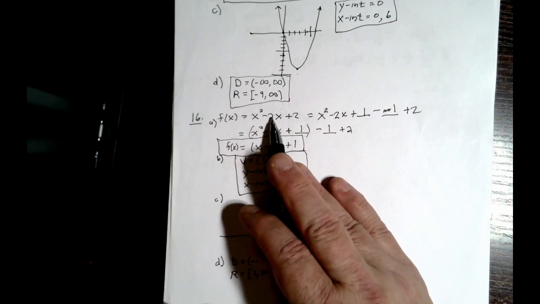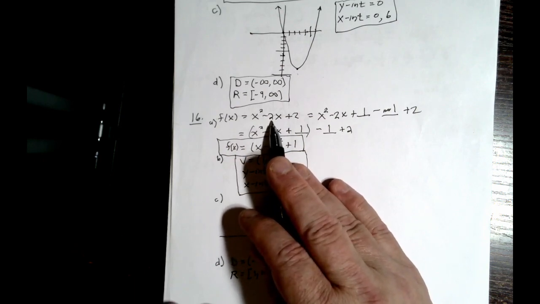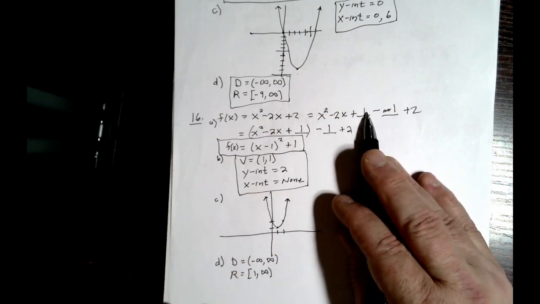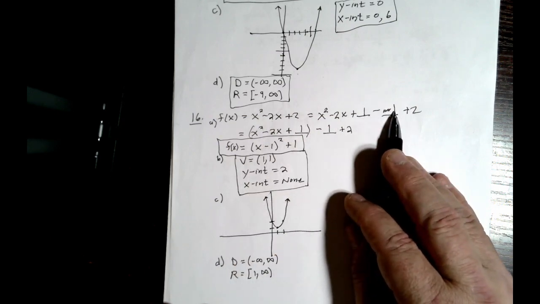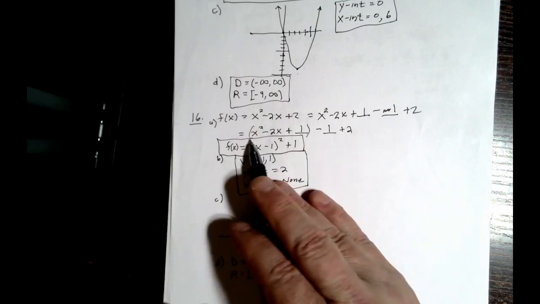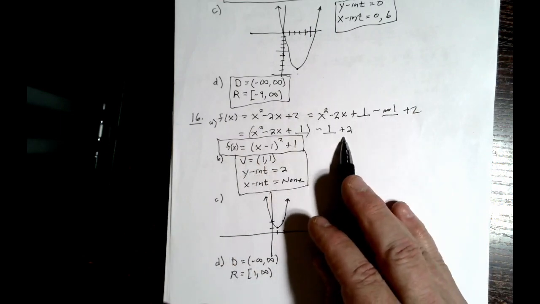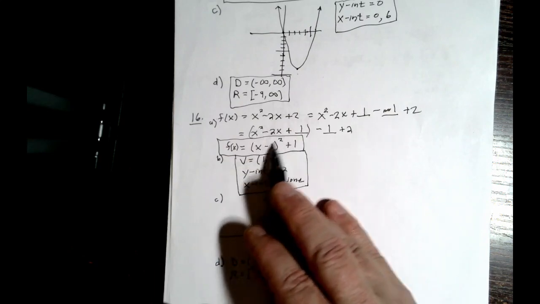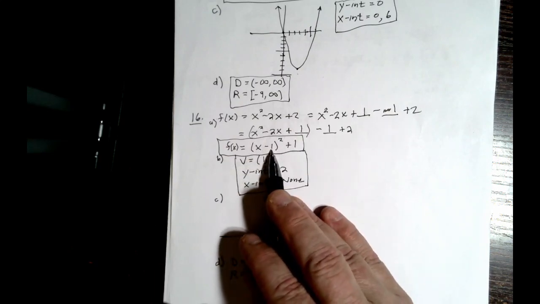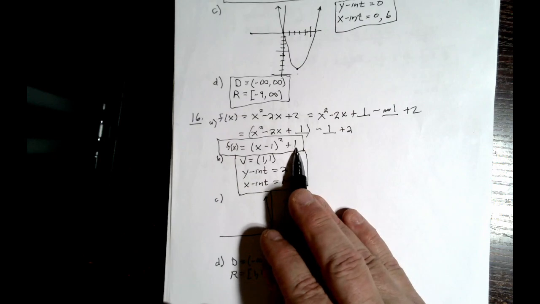Remember, it's this b over 2 squared. So negative 2 over 2 is negative 1. Negative 1 squared is positive 1. So plus 1, minus 1. These first three numbers break down to this guy. These last guys will combine. So these guys give you a perfect square of x minus 1 squared. And these guys give you a plus 1.